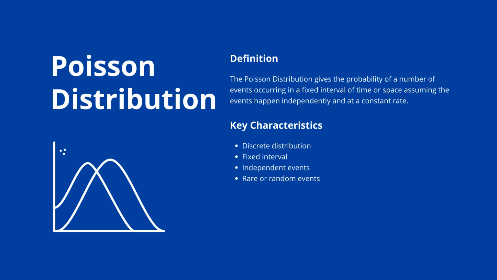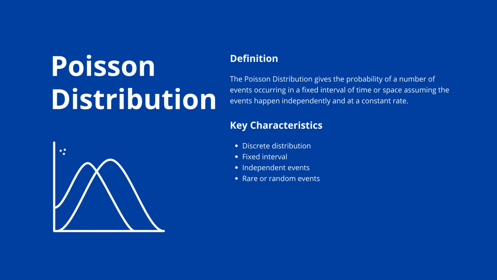The third one is independence. Events are assumed to be independent of each other. The occurrence of one event does not influence the probability of another event happening. Rare events: the Poisson distribution is often used to model rare events, where the probability of an event occurring is low, but the average rate is known. So this is the formula to calculate the Poisson distribution.